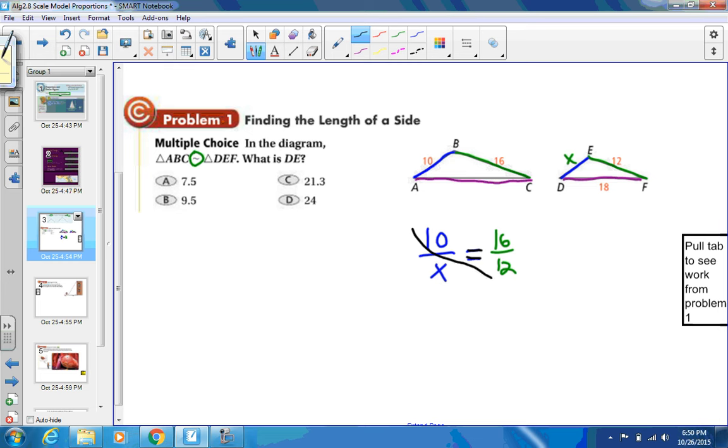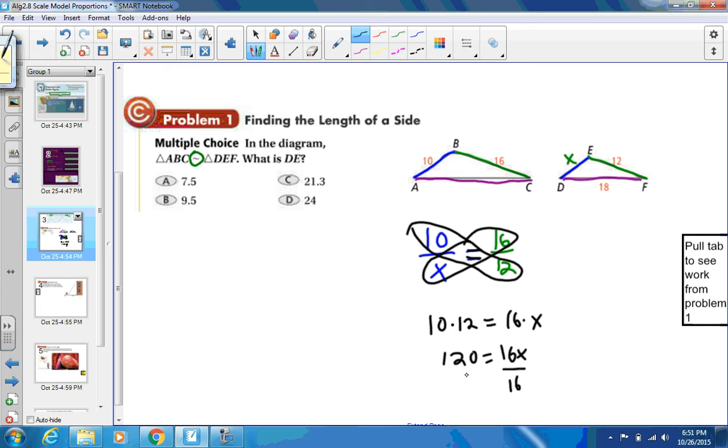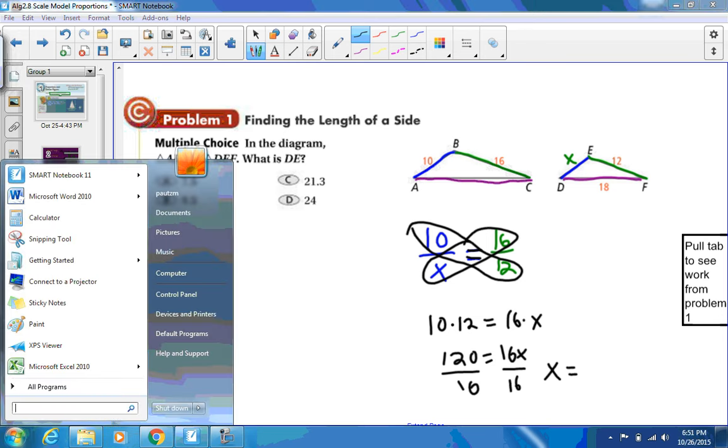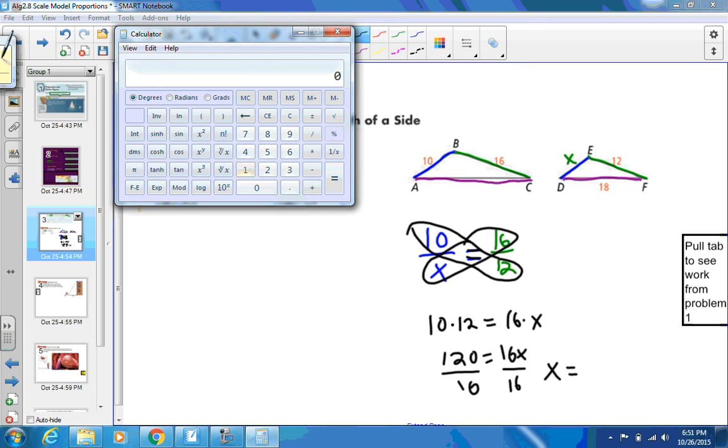So we have 10 times 12 is going to be equal to x times 16. So our equation is 120, because 10 times 12 is 120, equal to 16x. And then to solve for x, we divide both sides by 16. And we get whatever x is equal to. Now, I'll just pull out the calculator just to check. 120 divided by 16 says 7.5.